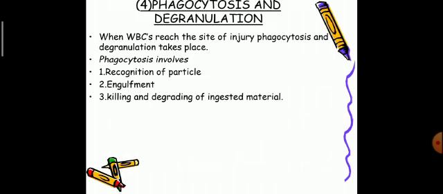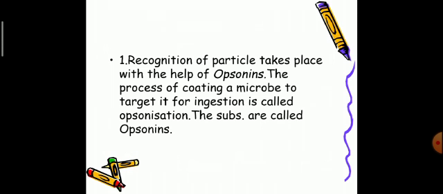Phagocytosis and degranulation. This is the fourth event. When the WBCs reach the site of the injury, phagocytosis and degranulation take place. Phagocytosis involves recognition of the particle, engulfment, killing and degrading of the ingested material. So recognition of the particle takes place with the help of the opsonins. The process of coating a microbe to target it for ingestion is called opsonization. The substances are called opsonins.